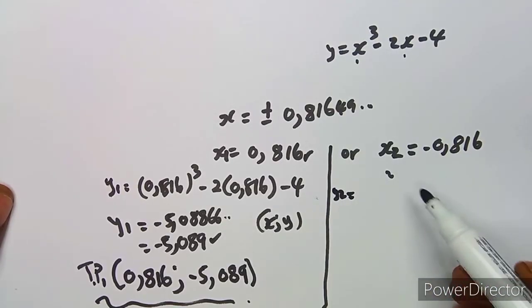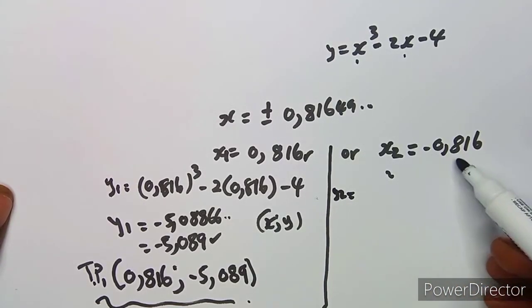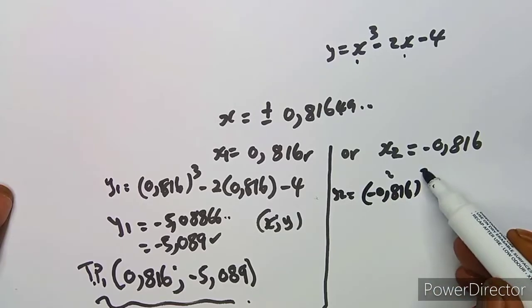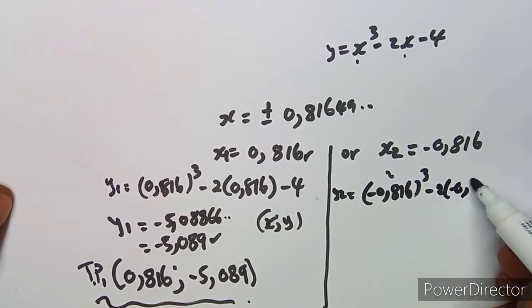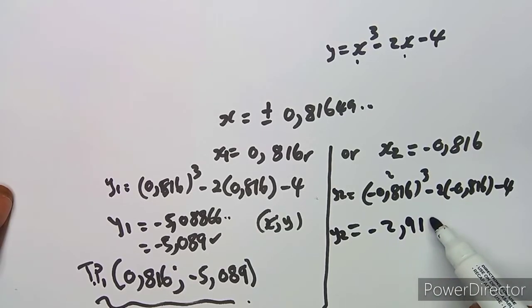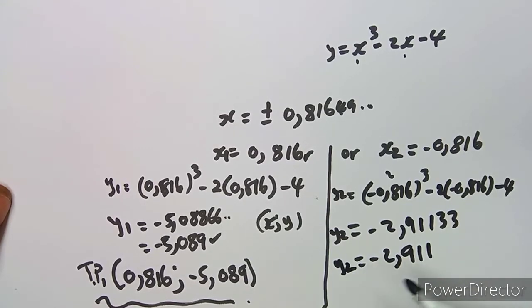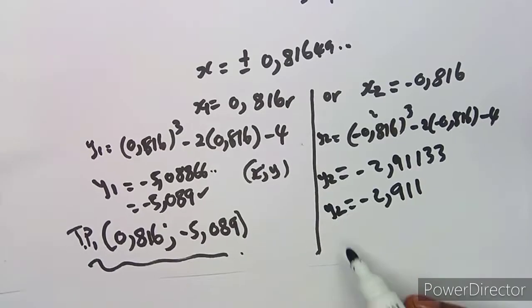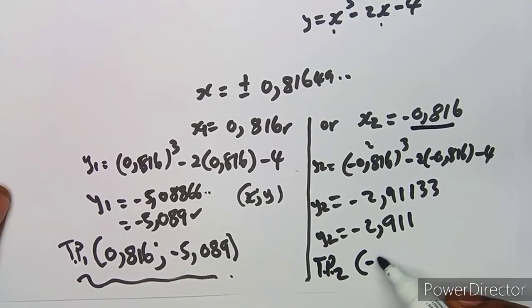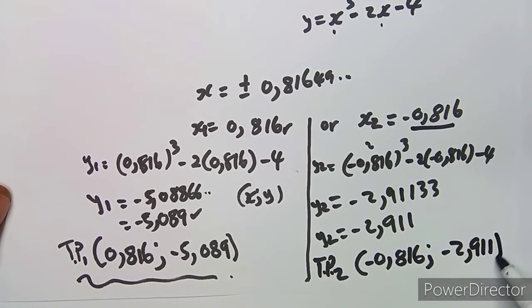Then we do the same here. We find y2 so that we can find the second turning point when x is minus 0.816. That is minus 0.816 cubed, minus 2 into minus 0.816, minus 4. So that's y2 there, which is going to give you minus 2.9113, which is negative 2.911 to 3 decimal places. Therefore the second turning point is when x is minus 0.816 and y is minus 2.911.